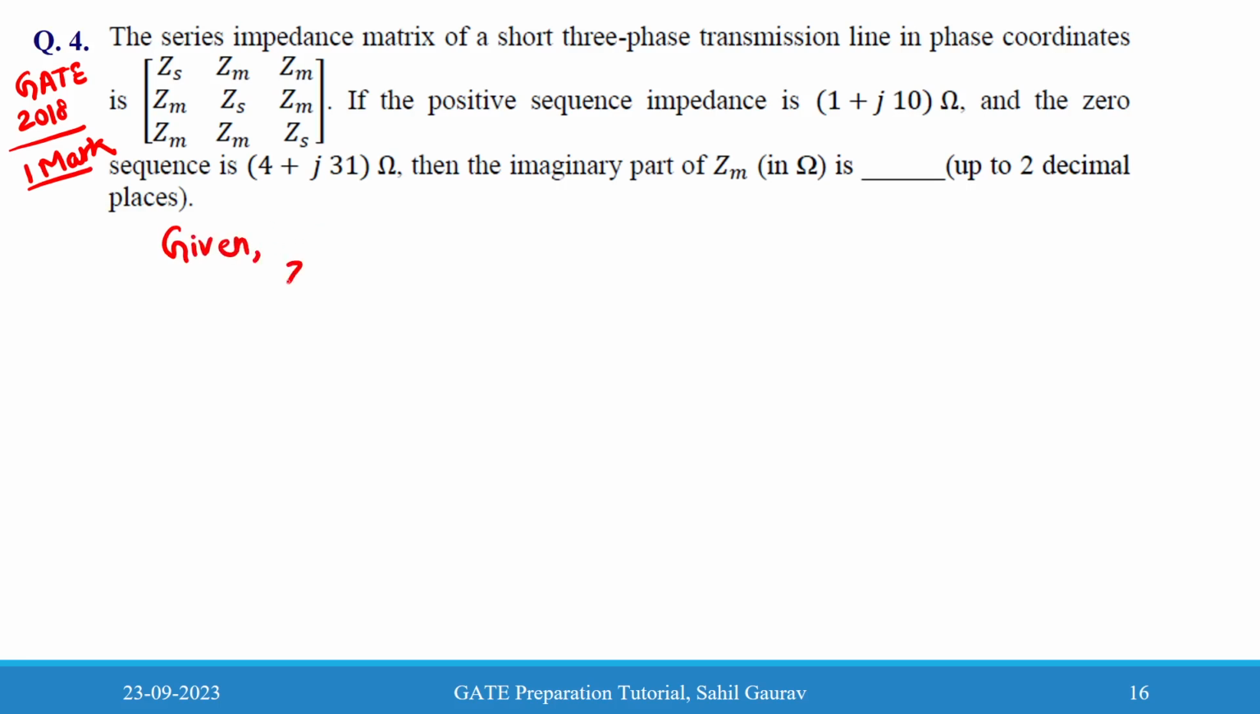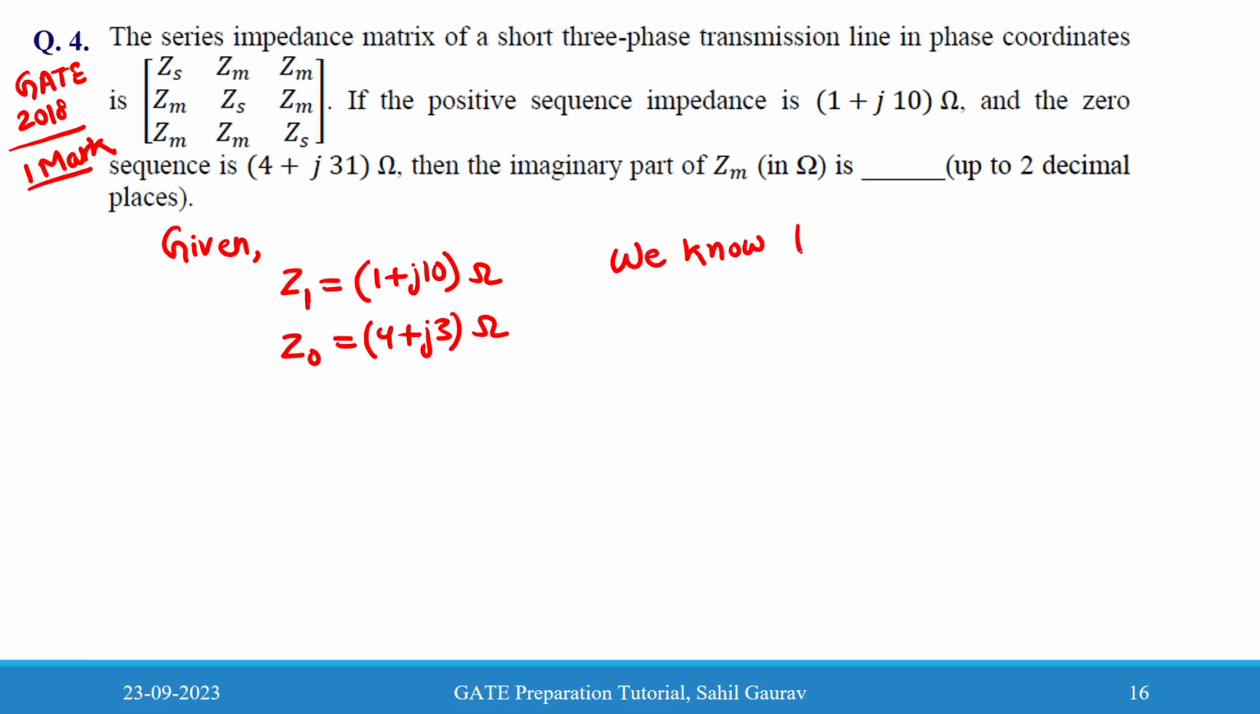Since we are given the positive sequence impedance of the transmission line, Z1 is 1 plus j10 ohm and zero sequence is 4 plus j31 ohm, and we know that Z1 is Zs minus Zm, you can take it as first, and Z0 is Zs plus 2Zm.